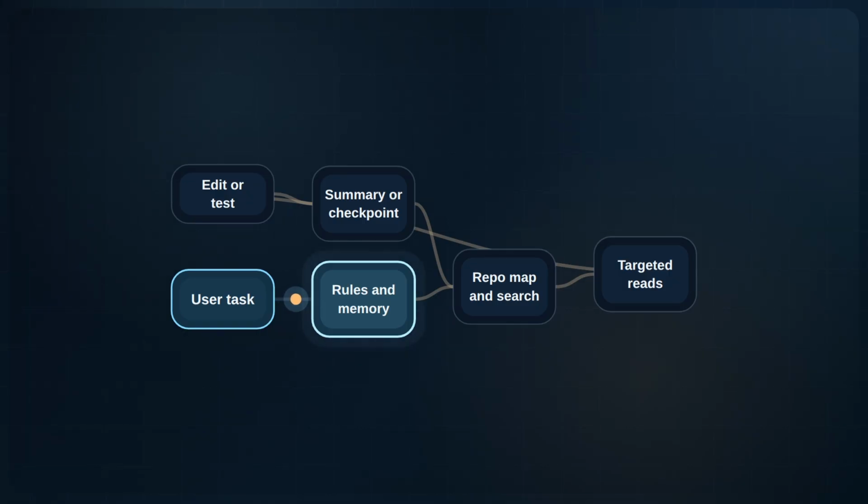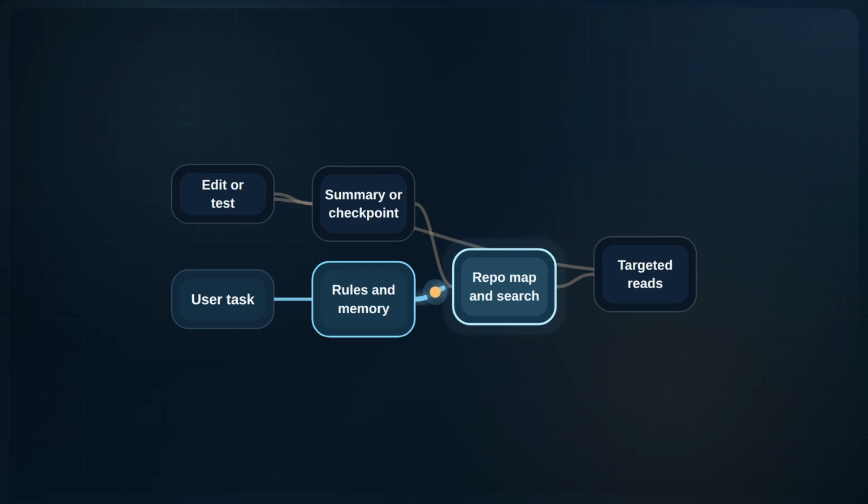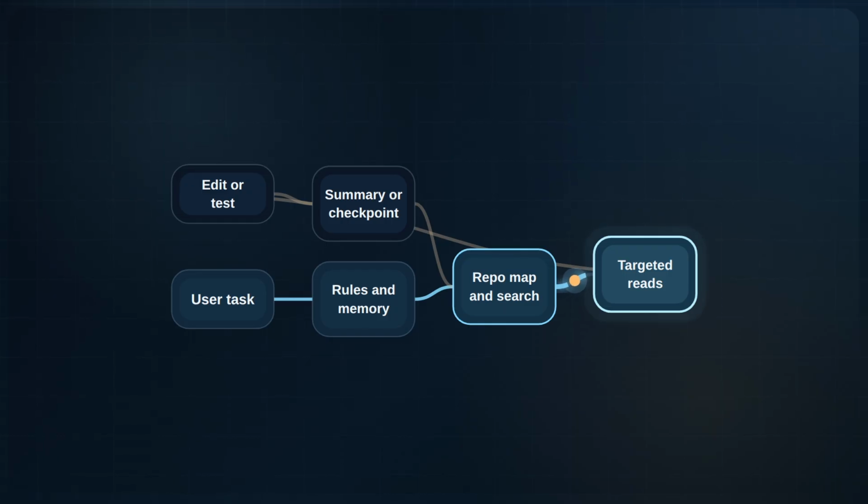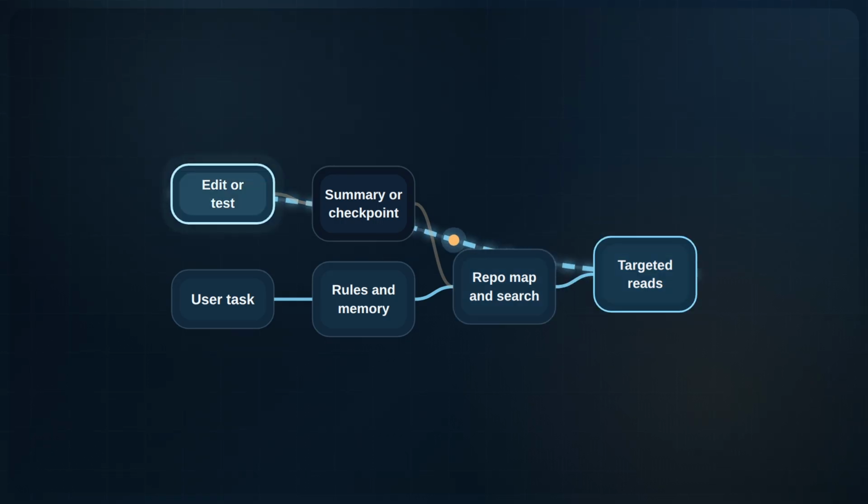This is the mental model that replaces the myth of one giant prompt. The agent loads rules, maps the repo, reads targeted evidence, acts, then compresses what it learned, so the next step starts from a smaller state. Good tools make that loop visible. You see commands, file reads, tool calls, and sometimes plan state or task state.